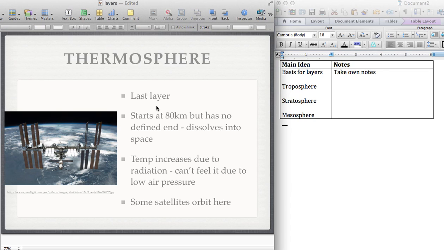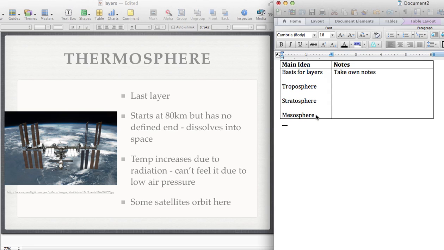And then our last layer is the thermosphere. It starts at 80 kilometers up but has no real defined end. It just kind of dissolves into space. Some books will put an end at like 160 kilometers, but we'll just say that this doesn't really have a defined end. Once you get to about 200 to 300 kilometers up, there isn't really any air anymore. But you don't have to remember a top of the thermosphere. Here, temperature increases due to the high amounts of radiation from the sun that are being absorbed in this layer.